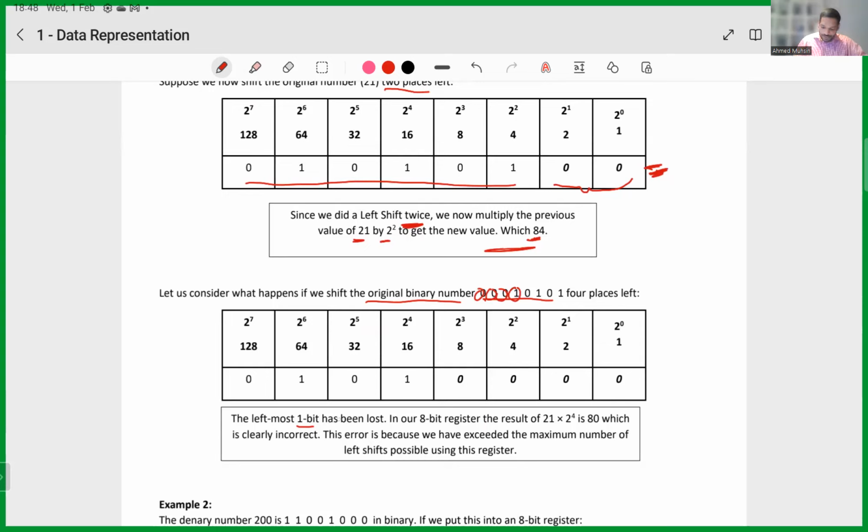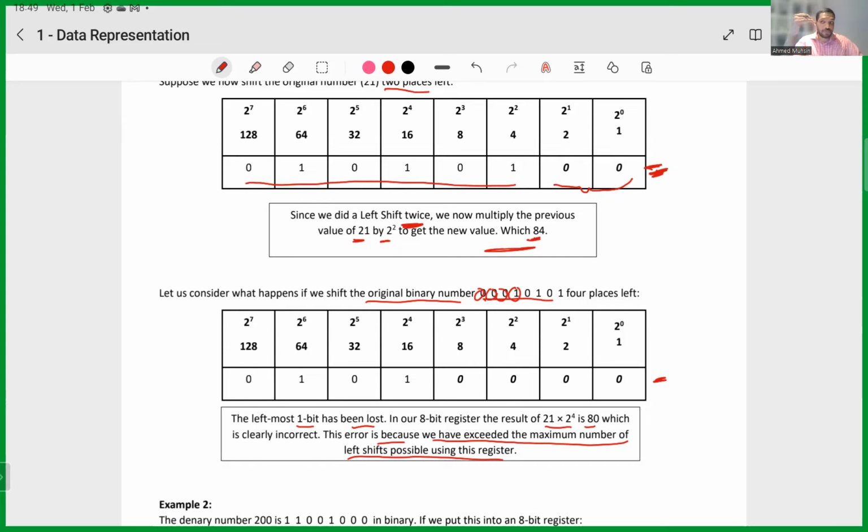As you can see, it says the leftmost 1 bit has been lost in our 8-bit register, the result of 21 times 2 to the power of 4. I hope you understand why we are taking 2 to the power of 4: we left shifted 4 times. When we logically do it, 21 times 2 to the power of 4, it should be 336, which is clearly incorrect. We are not getting that when we convert this into decimal. This error is because we have exceeded the maximum number of left shifts possible using this register.